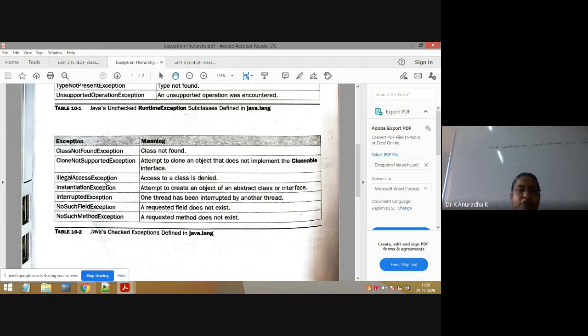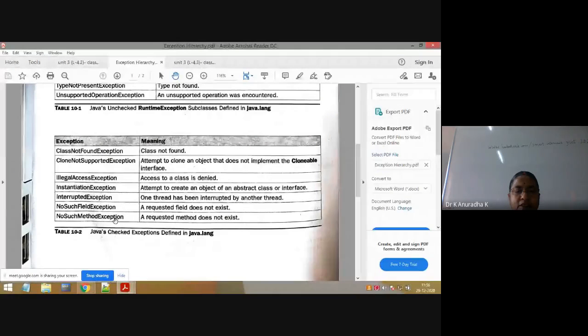Now if you see this table, here: ClassNotFoundException, InterruptedException, NoSuchFieldException, NoSuchMethodException. You get NoSuchMethodException if you don't write the main method but still execute with that class name.